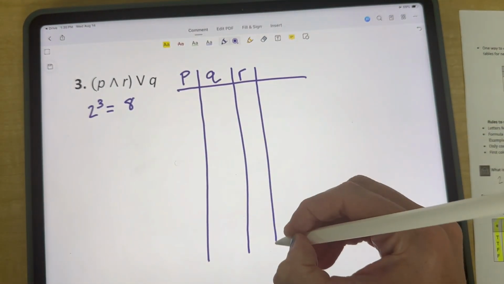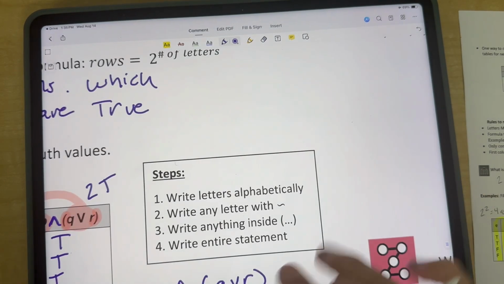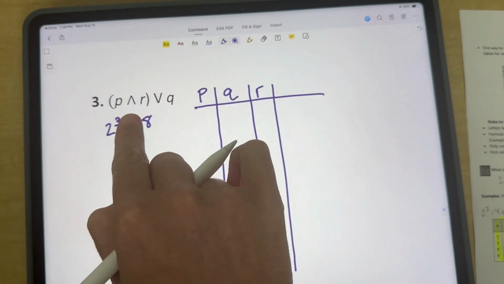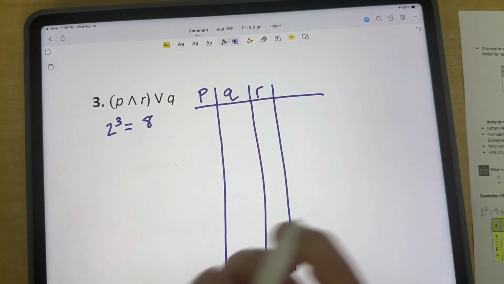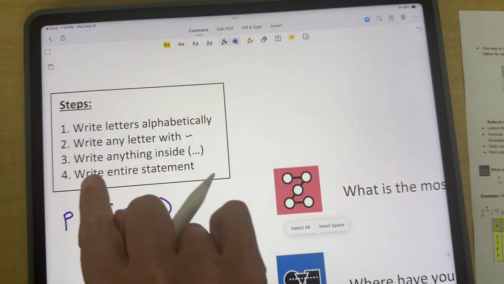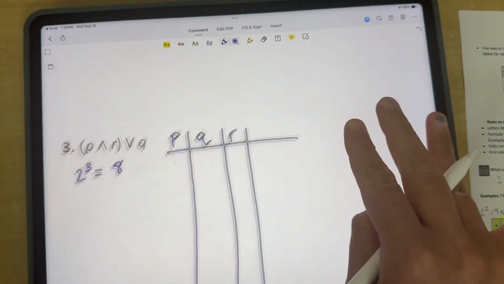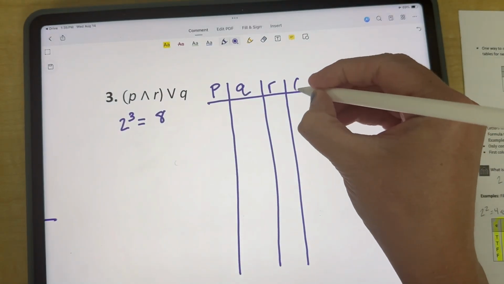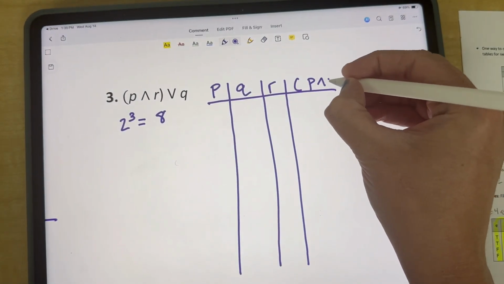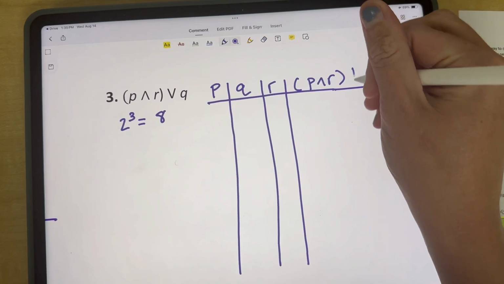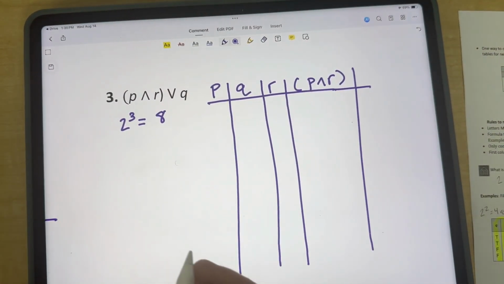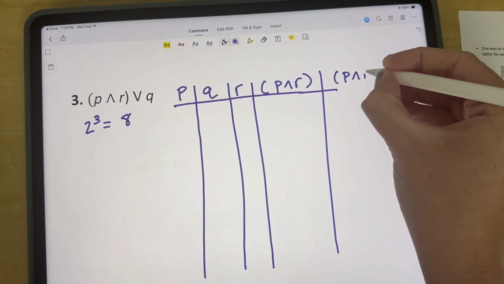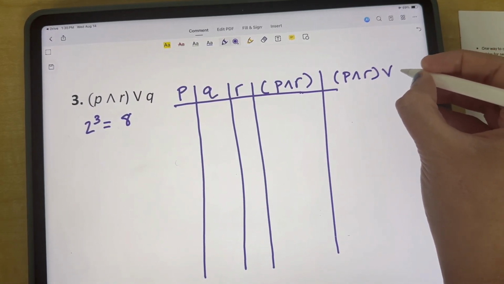Okay, the next step. What's the next rule? If you don't remember, it's right here. Write any letter with a negation. Do we have any negations? No. Okay, what's step 3? Write anything inside a parenthesis. Do we have a parenthesis? Yes, we have P and R. Okay, that's the only parenthesis I see, so we're good there. So what's the last step? Write out the whole thing. P and R or Q.